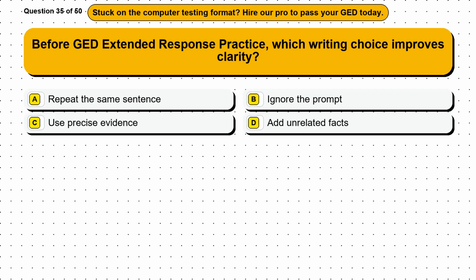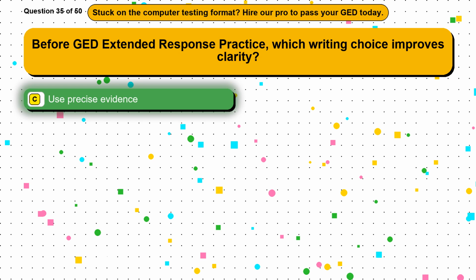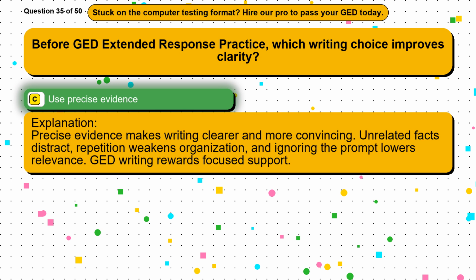Question 35. Before GED Extended Response Practice, which writing choice improves clarity? Option A Repeat the same sentence. Option B Ignore the prompt. Option C Use precise evidence. Option D Add unrelated facts. The correct answer is option C. Use precise evidence. Precise evidence makes writing clearer and more convincing. Unrelated facts distract, repetition weakens organization, and ignoring the prompt lowers relevance. GED writing rewards focused support.